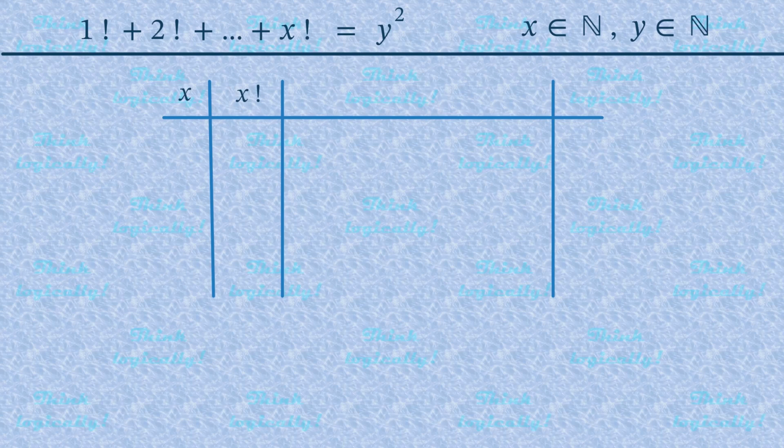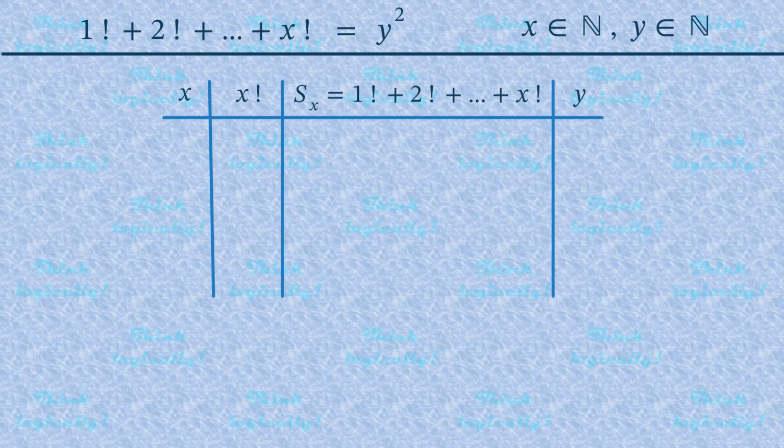Let's create a table containing the solutions. The first column contains values of x. The second column is for x factorial. The third column keeps the sum of factorials from 1 up to x. Let's name such a sum S sub x for short. And the final column contains the value of y, if it exists.